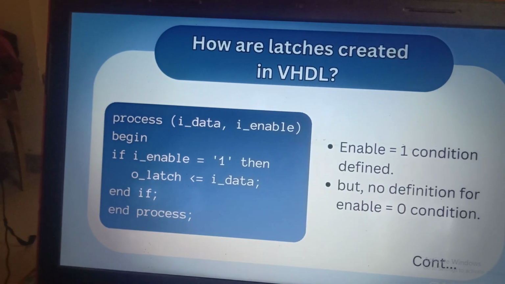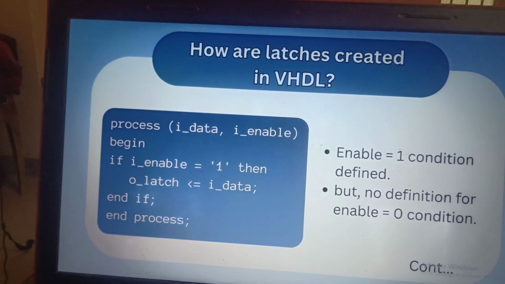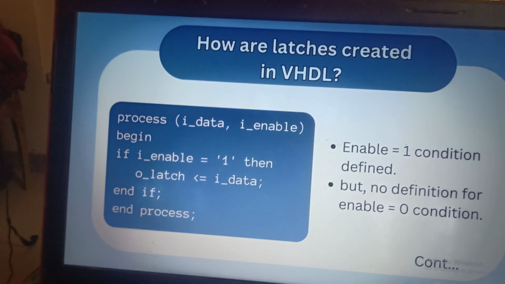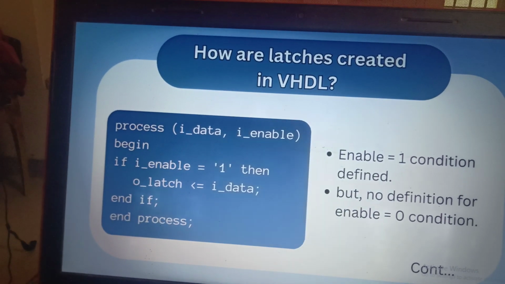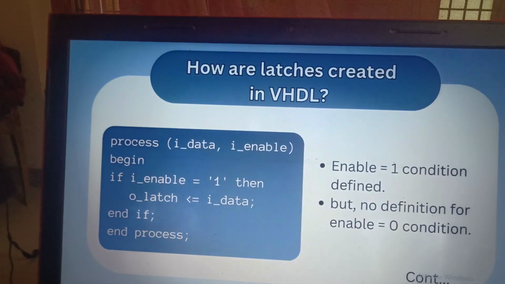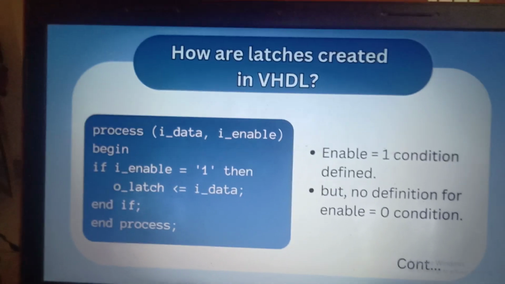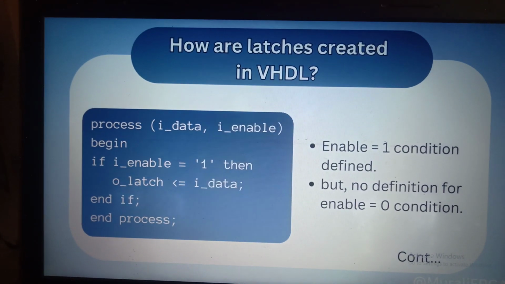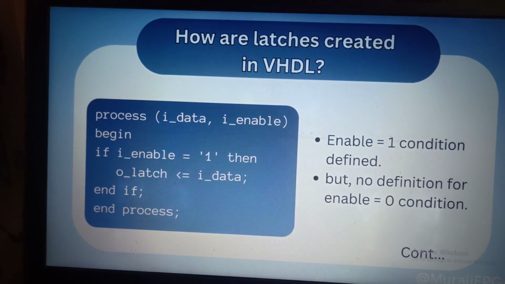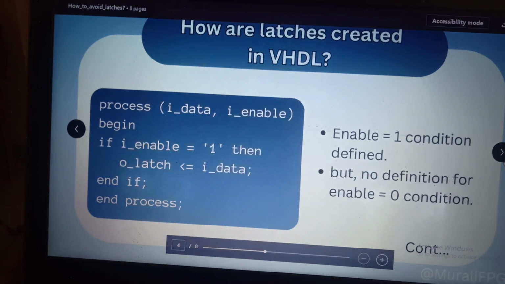So how is a latch created in VHDL? We have a process with i_data and i_enable in the sensitivity list, begin. If i_enable is equal to 1, then o_latch is less than or equal to i_data, end if, end process. It means that the enable equal to 1 condition is defined, but there is no definition for the enable equal to 0 condition in VHDL.